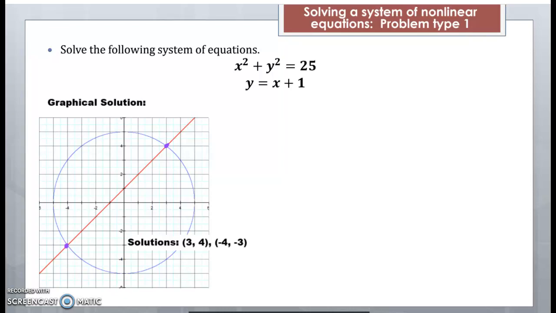But what we can do is consider that maybe our graph isn't accurate, right? So the first thing we could do if we wanted to solve this graphically would be to plug these points into each equation, and if each point is true for each equation, then they're solutions. Or I could use algebra to make sure my solutions are correct. So I know y equals x plus 1, and I have a y in my first equation, so I'm going to use substitution.